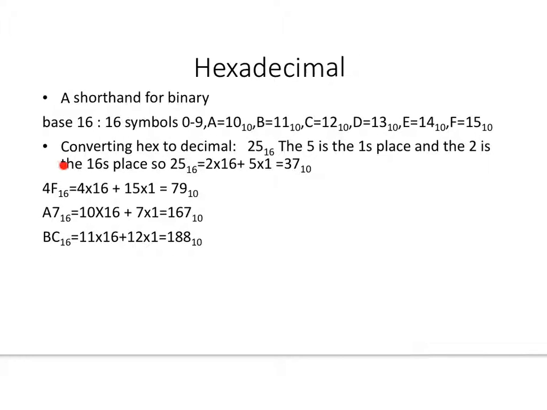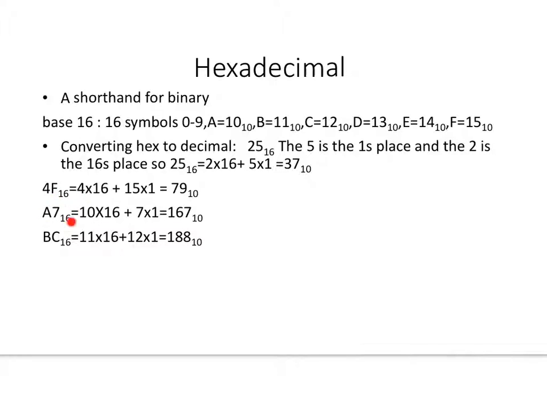Okay, let's try a couple more. 4F. So 4 is in the 16's place, so it's going to be 4 times 16 plus F. Remember, F now is equivalent to decimal 15. So that's going to be 15 times 1. So 4 times 16 is 64, plus 15 is 79, base 10.